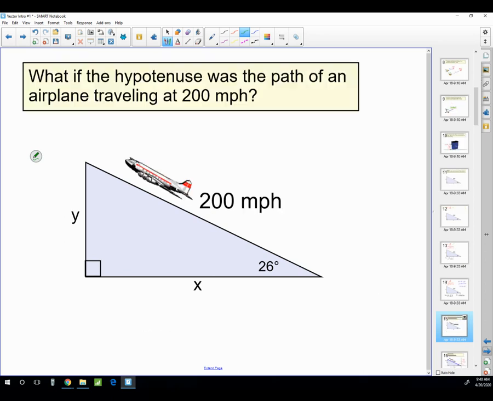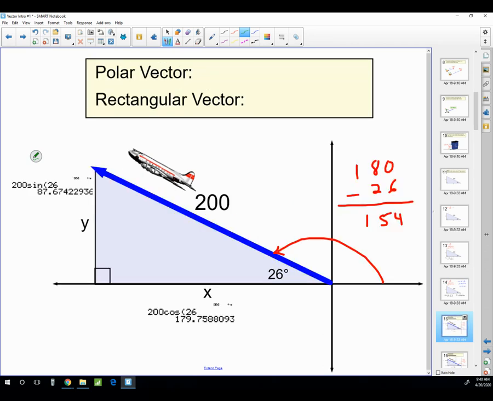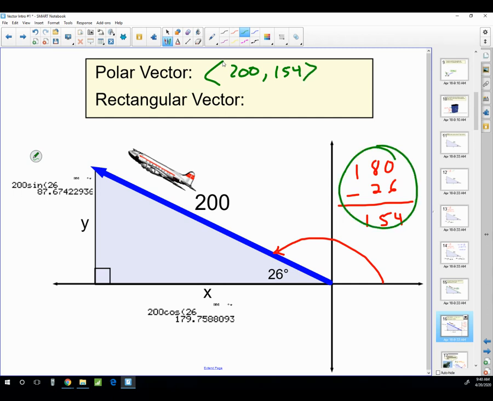Well, what if this triangle modeled the flight of this airplane going 200 miles per hour in that direction? Let's overlay that to an XY coordinate plane. Then the polar vector of this plane is 200 miles per hour, its velocity or speed, in the direction of 154 degrees. Now, we worked pretty hard on that. You should recognize that the direction is from there.